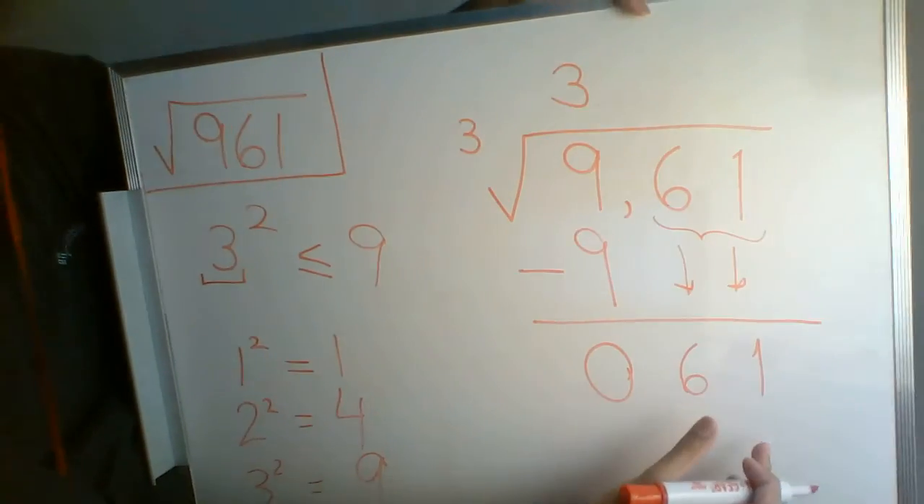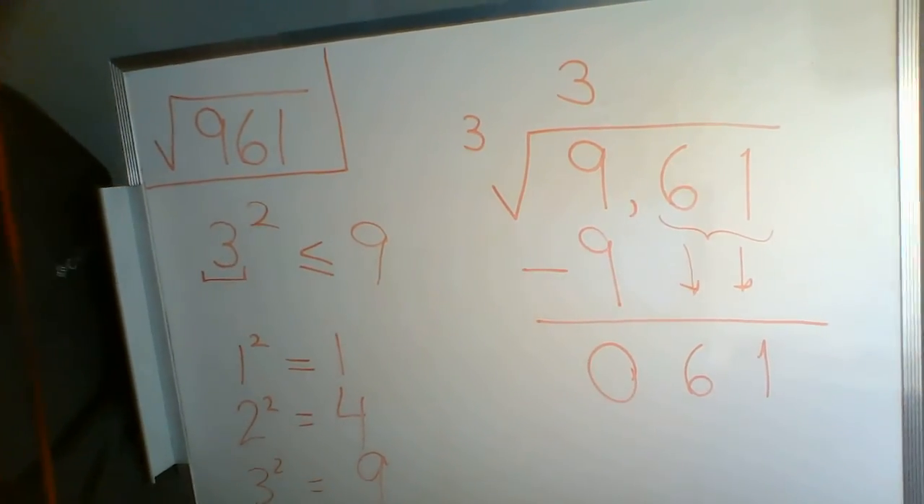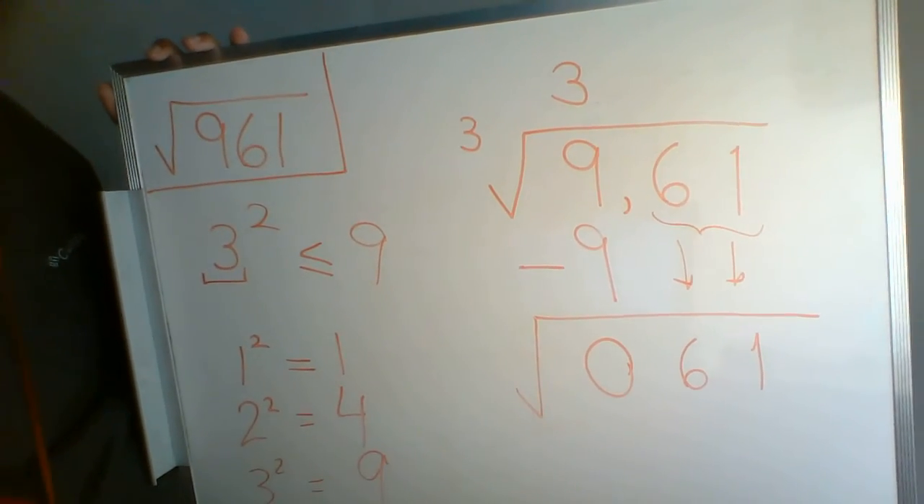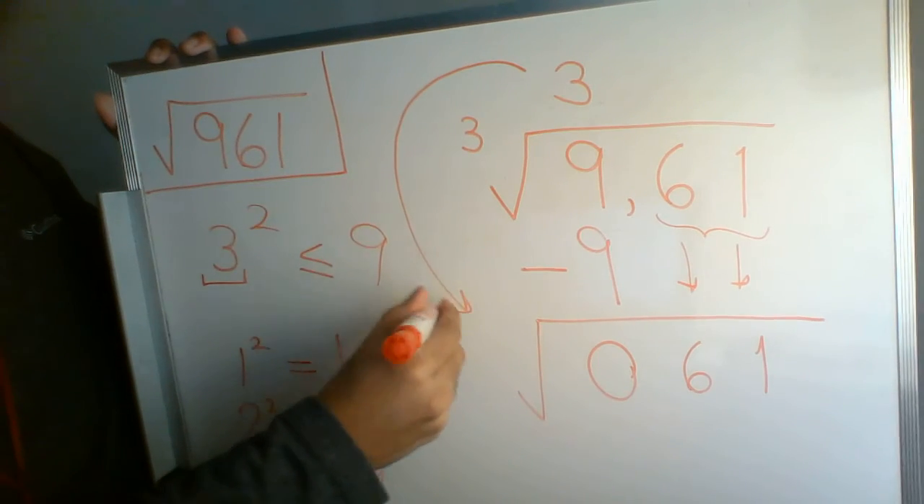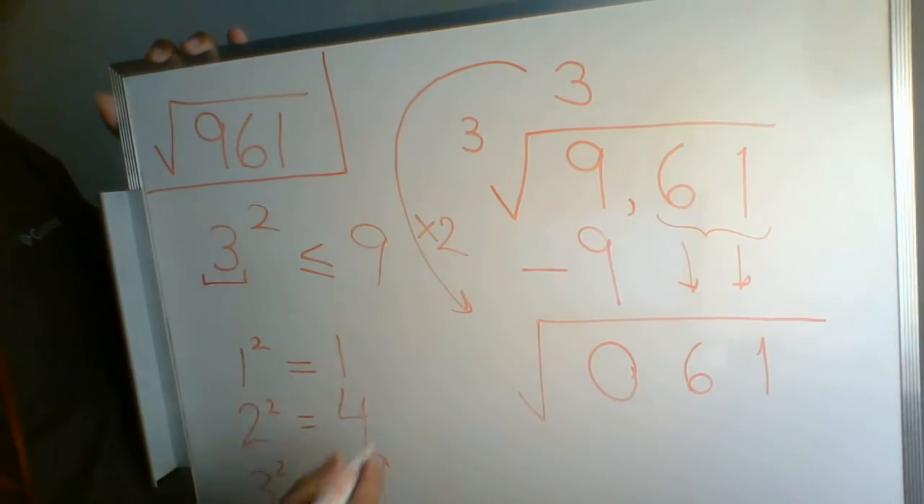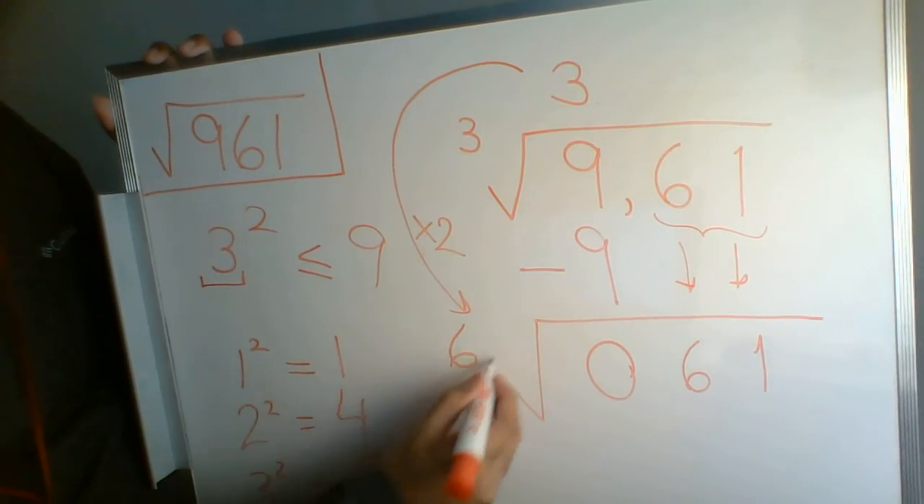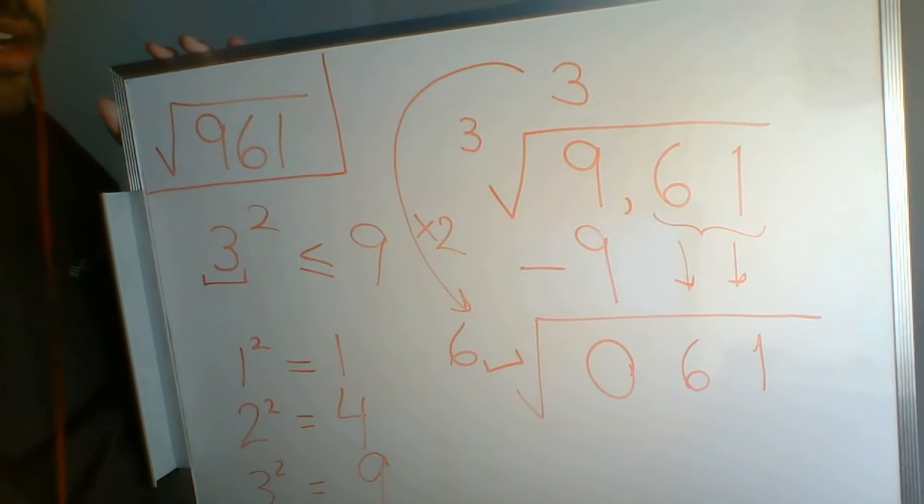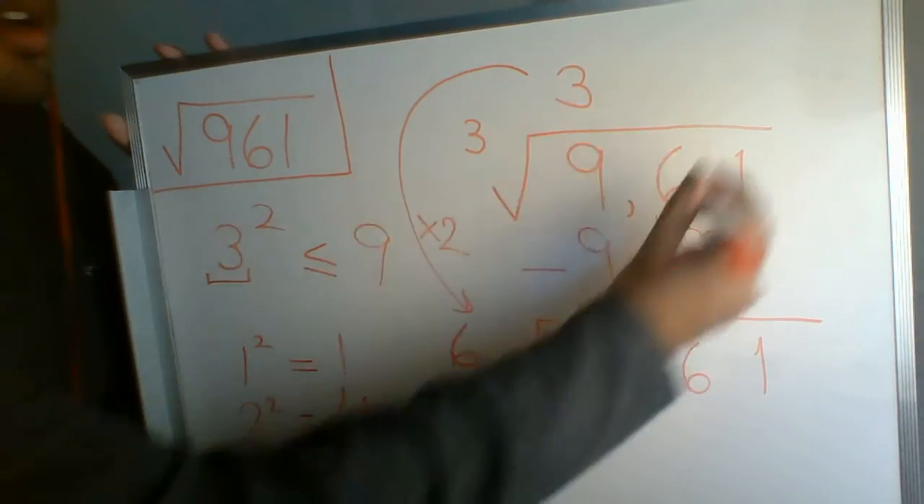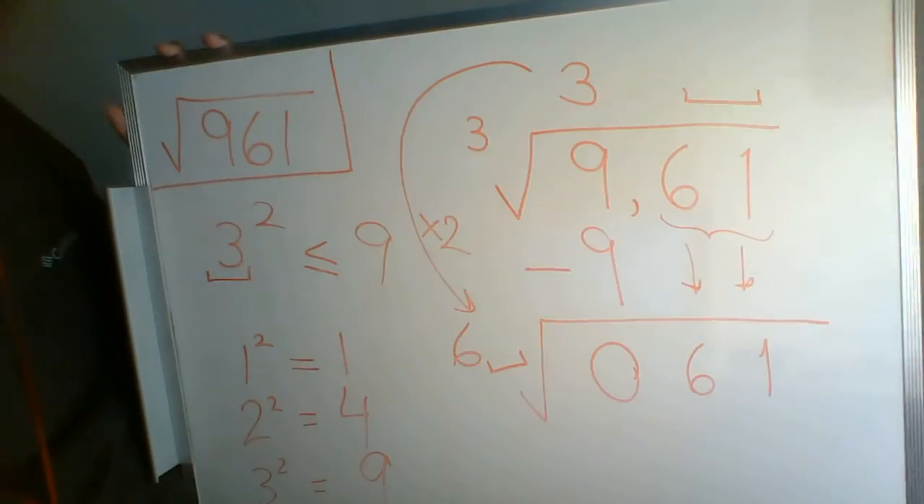We bring down the next group, so we take that 61 and pull it down here. I'm going to make that look like a square root sign. Now we're going to take this 3 from up here. We're going to bring that down and double it as we do so. So we get 3 times 2 is 6, and we're going to move it over so that there's an empty ones place beside it. Now there's an empty place over here, and there's an empty place up there.